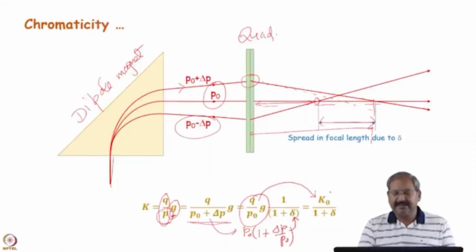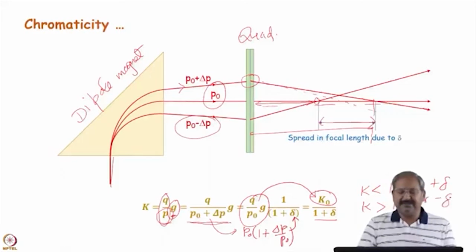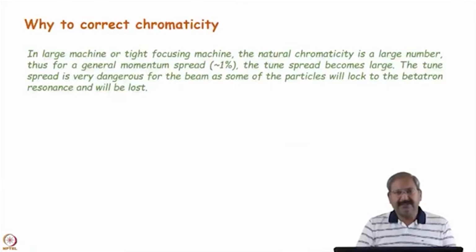Actually, when we say strength of the quadrupole, we refer to this K0, and this K0 is divided by 1 plus delta. So for a higher momentum particle, for which delta is positive, this K is smaller than K0, and K is higher than K0 for negative delta. So the quadrupolar kick has been reduced for the higher momentum particle. You can calculate the quadrupolar kick using this formulation. Now if chromaticity has been generated, is there any reason that we should correct it?